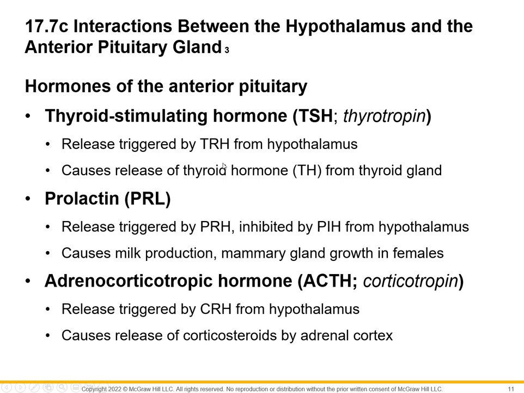It is triggered by TRH, right? What is TRH? Remember, thyrotropin releasing hormone, because you know it's from the hypothalamus, right? So the pathway here is you have thyrotropin releasing hormone from the hypothalamus, stimulates the release of thyroid stimulating hormone from the anterior pituitary, also called thyrotropin, and then thyrotropin, or TSH, stimulates the release of thyroid hormone from the thyroid, right?